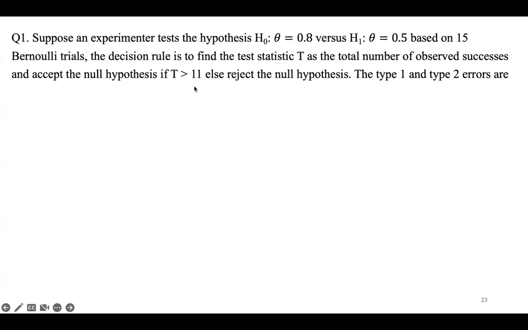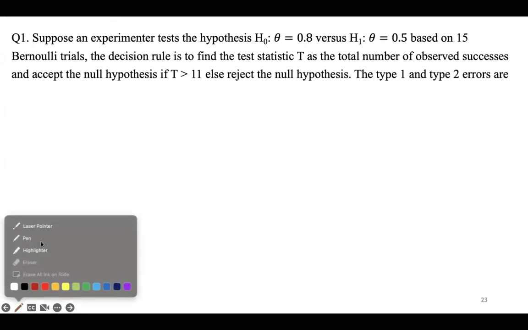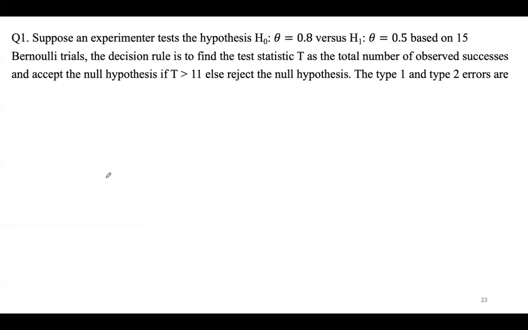Now, an experimenter is testing some hypothesis. It's a slightly different way of defining the hypothesis. Normally, we have a different way, but here, this is the way we are defining the hypothesis, H naught and H1. And it's based on 15 Bernoulli trials. And the decision rule is to find out the value of the t statistic as the total number of observed successes. And we accept the null hypothesis if t1 is greater than 11, or else we reject the null hypothesis. Now it says we want to find out the value of the type 1 and type 2 error. So first of all, you want to calculate alpha and beta.